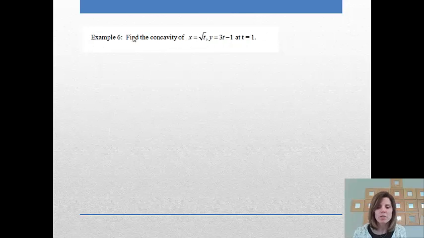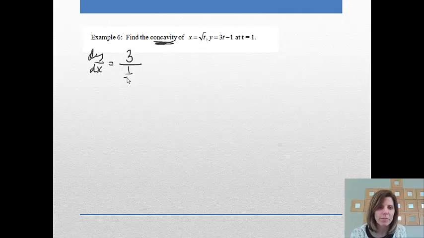All right, example 6, it says to find the concavity of x equals square root t, y equals 3t minus 1 at t equals 1. So pretty similar problem, I think. So to find the concavity, we are going to have to find the second derivative. So first of all, finding the first derivative is the derivative of the y value, which is 3. And then the derivative of the x value, we've taken this several times now. It's going to be 1/2 square root t. So if I multiply by the reciprocal, it's going to be 3 times 2 square root t over 1, which is equal to 6 square root t.